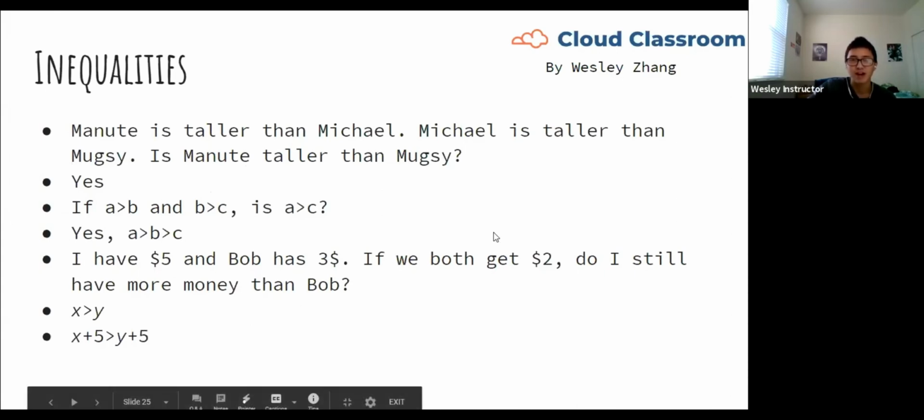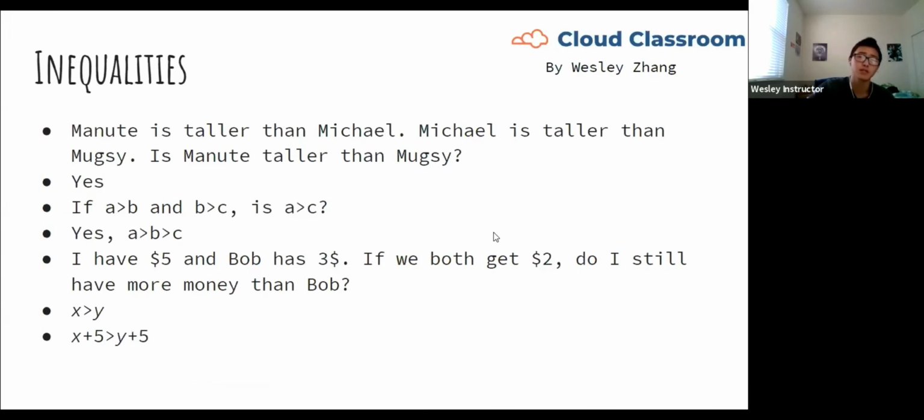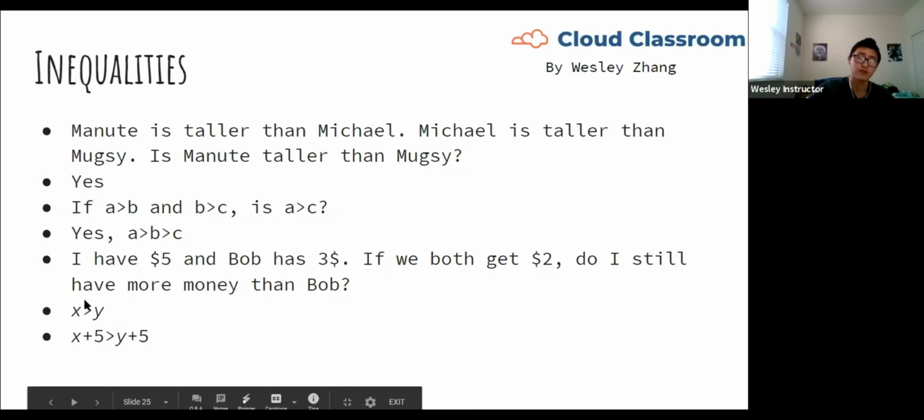All right, I'll have $5, and then Bob has $3. If we both get $2, do I still have more money than Bob? So yes, I still have more money than him. We could represent this with variables again. So x is greater than y.